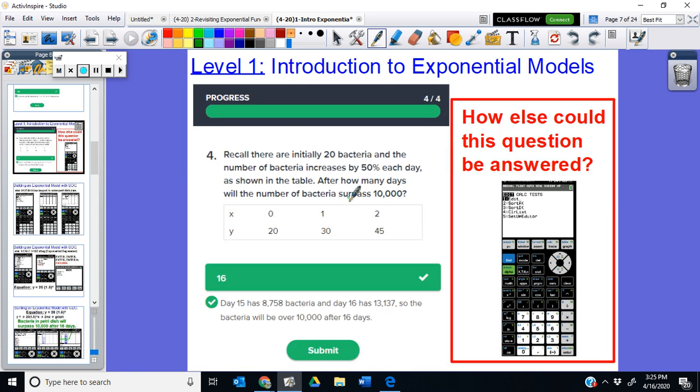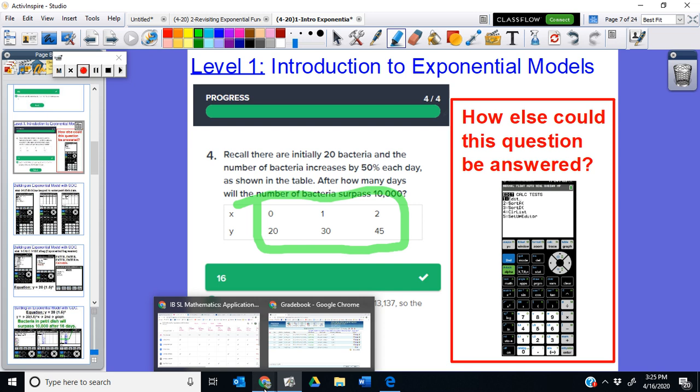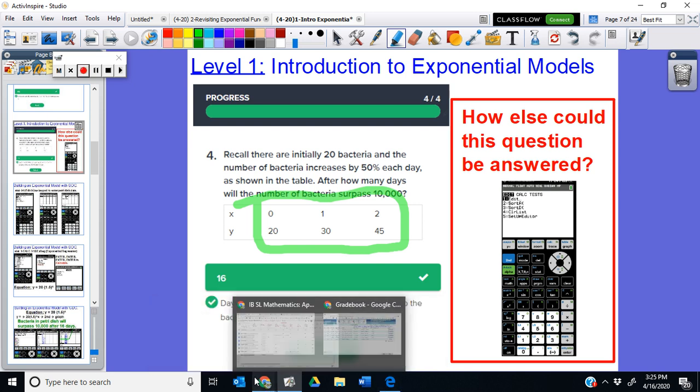So I'm going to go back up here. What I'm going to do is just start by typing in this data. I'm going to highlight it for you: 0, 1, 2, and then 20, 30, 45. So let's go to a tab for that calculator.